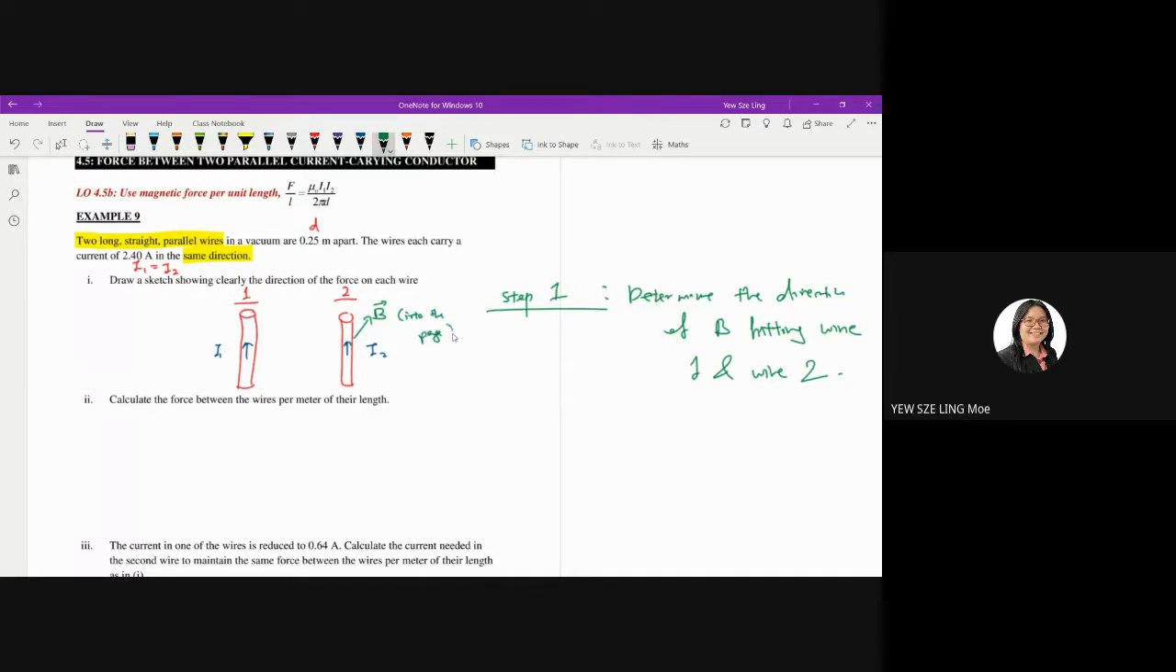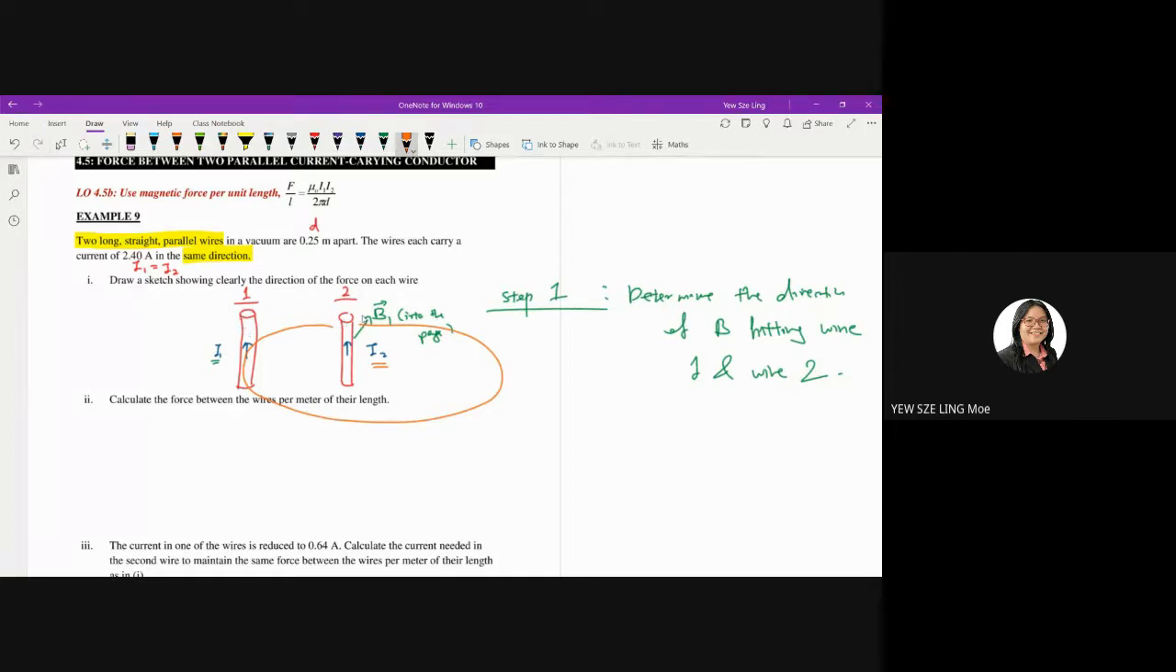Kalau kamu buat dengan betul, if you use your right hand correctly. So now if you repeat it again, this is your B1. If you repeat it again, now you let your finger point upwards as shown in I2. Just now you used I1, now you use I2 to determine the direction of B2 that is hitting wire 1. B2 hits wire 1, B1 hits wire 2.